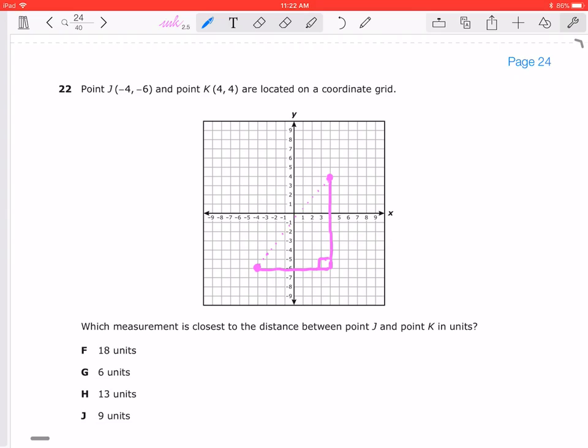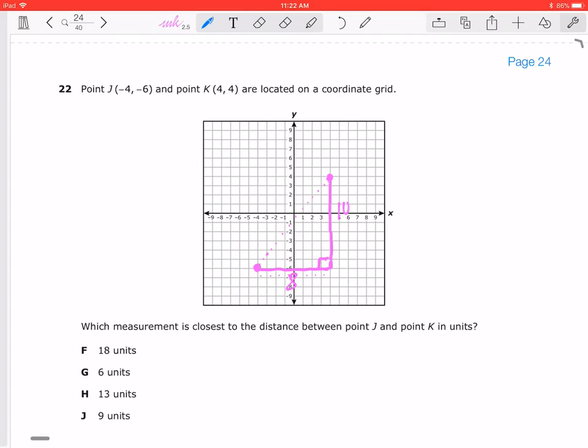All right. Now, I know this is a right triangle, and it's easy for me to find the distance of my legs. This is going to be 1, 2, 3, 4, 5, 6, 7, 8. So that's going to be a length of 8. And then I have 1, 2, 3, 4, 5, 6, 7, 8, 9, 10. This is 10. Now, I've made a right triangle.